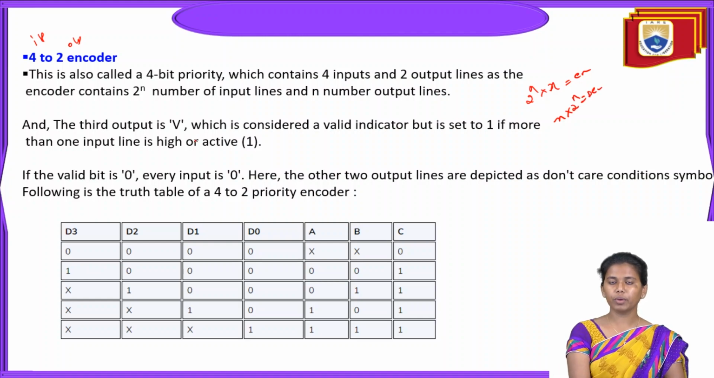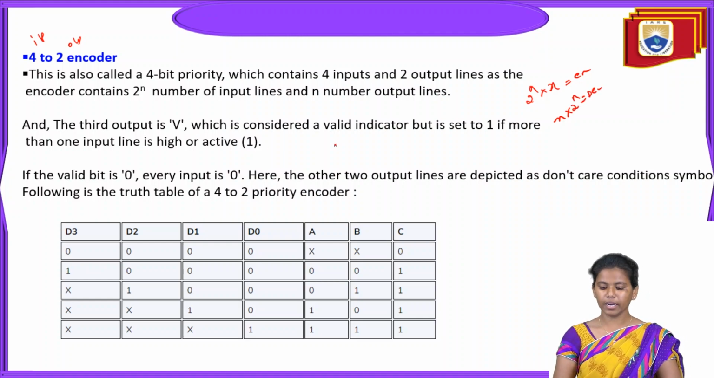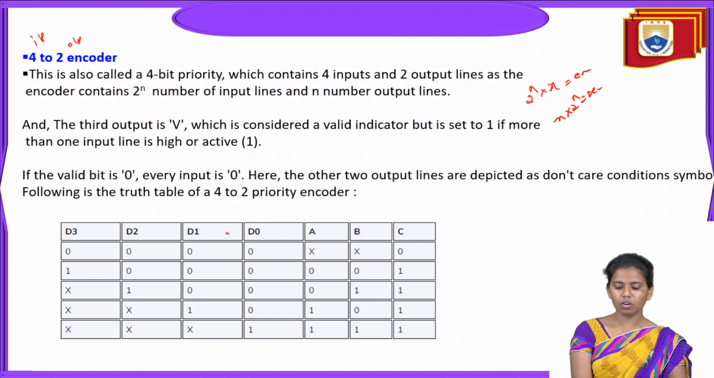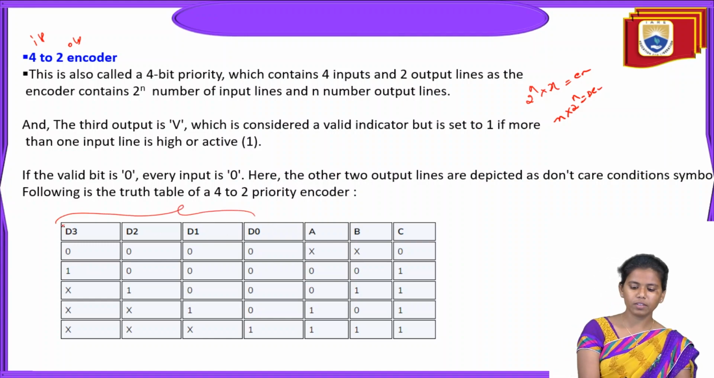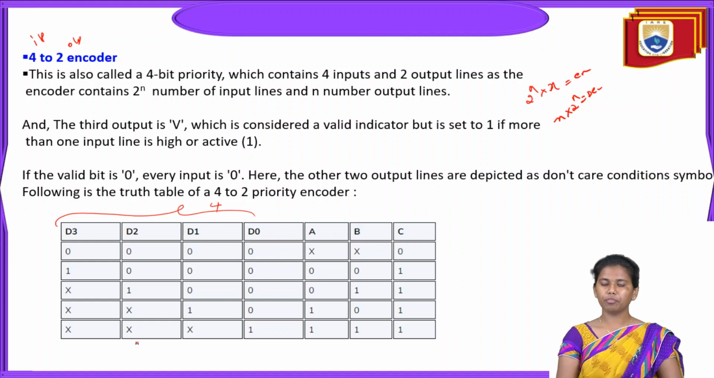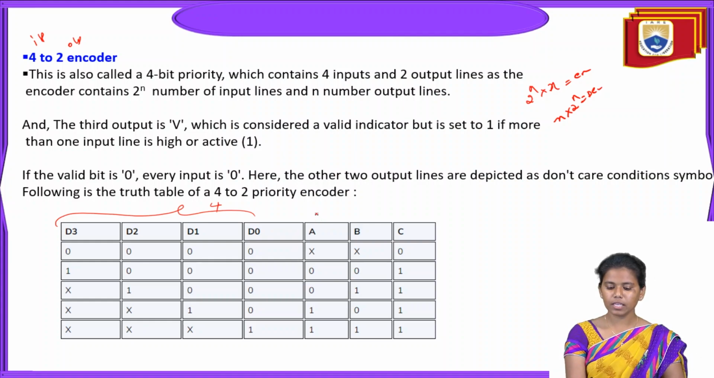And the third output is considered the valid indicator. So here, if you observe D0 to D3, these are the four inputs, and A, B, these are the outputs of the 4x2 encoder.